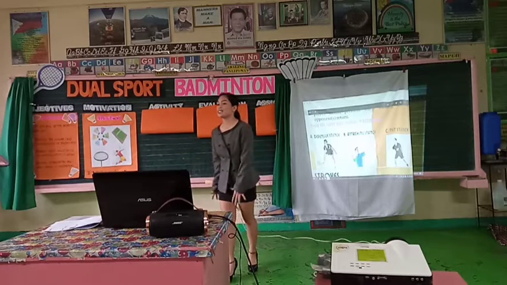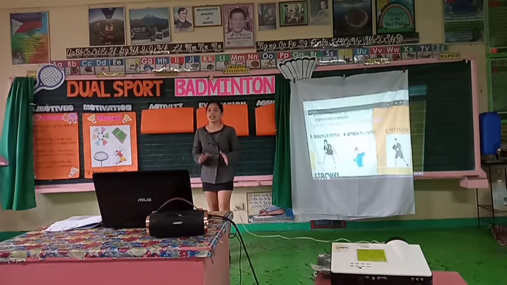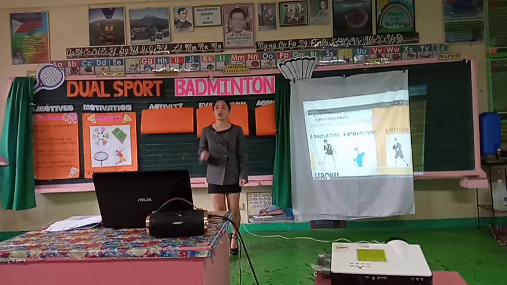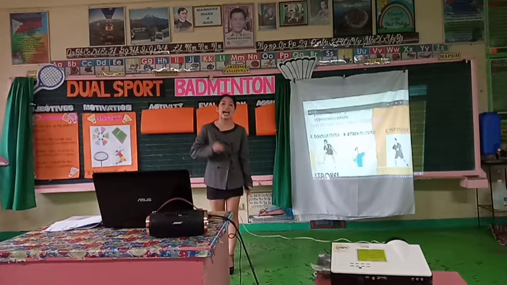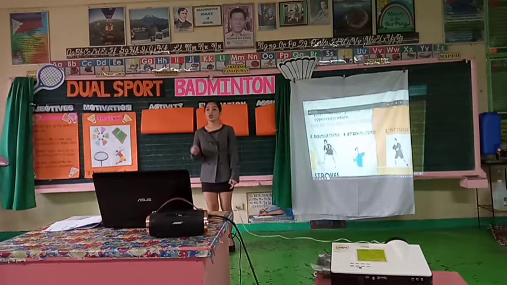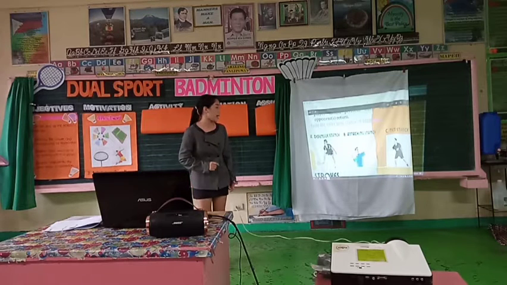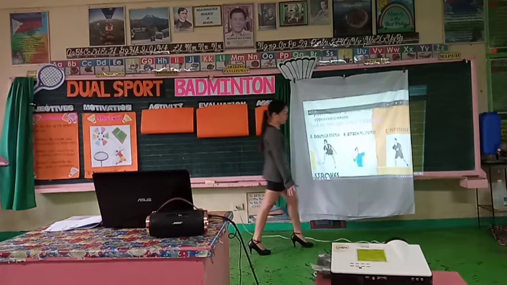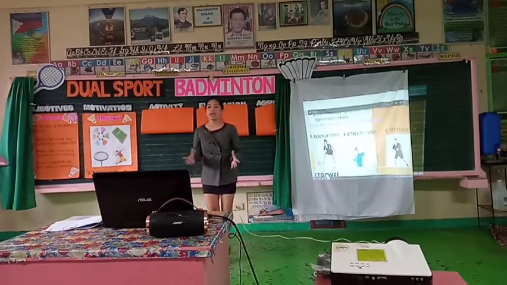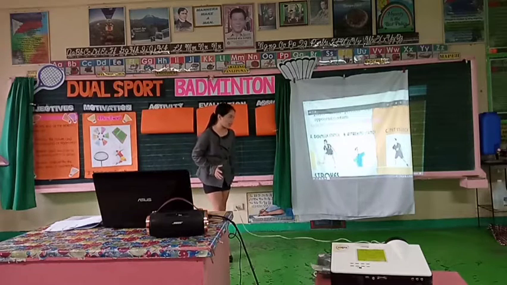Now let us look at the net stance. The net stance in badminton is used to return the opponent's strokes after using a net shot. Place your racket foot forward and your other foot backward. Here are the pictures. Place the racket in front of your body, slightly above your waist.